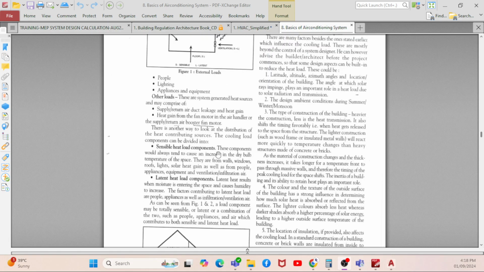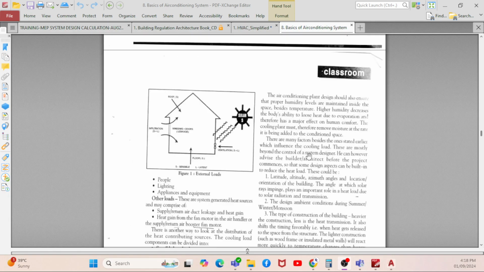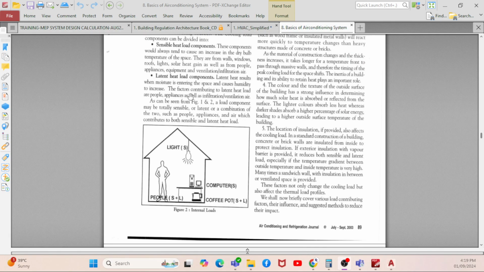Then you have the sensible load component. The sensible load component will be purely dry. As I told you, sensible load means dry air, latent load means moisture in the air. So when you talk about sensible load, the lighting will come under sensible, right? When you talk about people, people have both sensible and latent. When you talk about latent load, for example cooking appliances, you have a latent load and sensible load, right? So these are the parameters to understand.